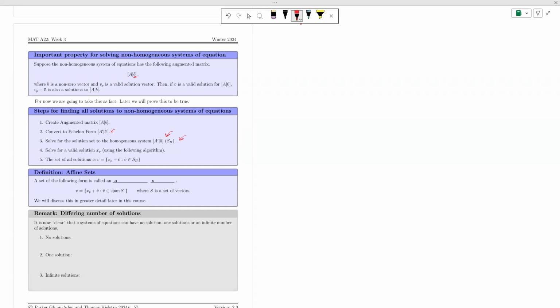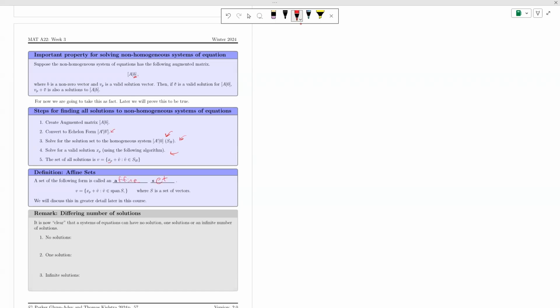Then, once we have our solution for our homogeneous system of equations, we're going to solve for our particular. And once we have our particular, we're going to take our particular plus any vector from our solution space for our homogeneous system of equations, and that sum creates an affine set, which is our solution. And a set of the following form is an affine set.